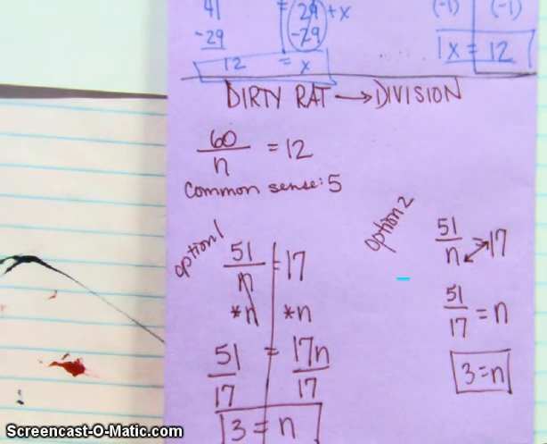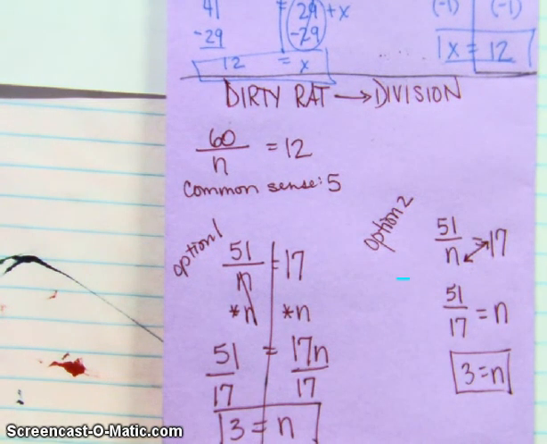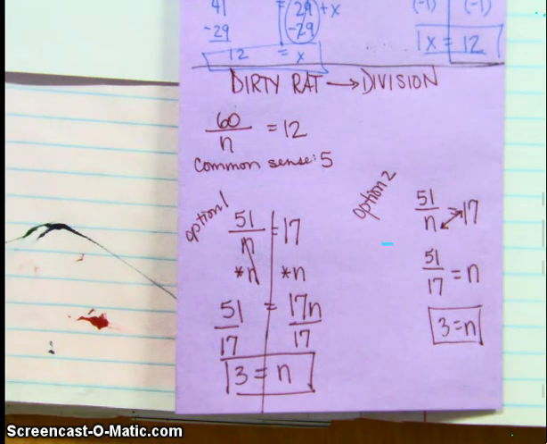So that's another way to do it. And that is how we deal with that dirty rat of when we are dividing by the variable.